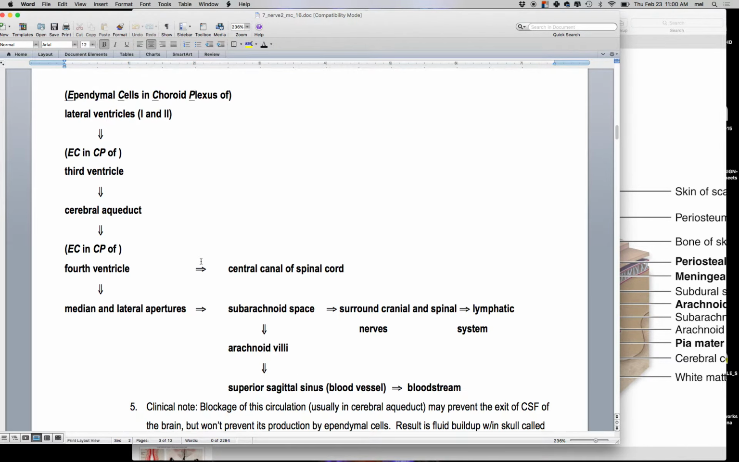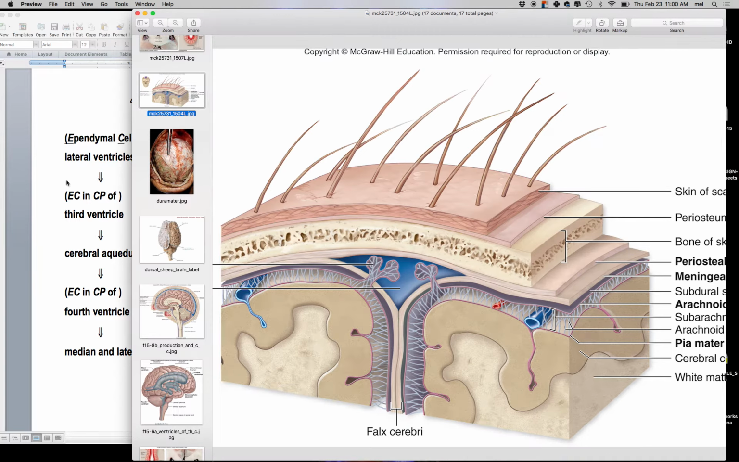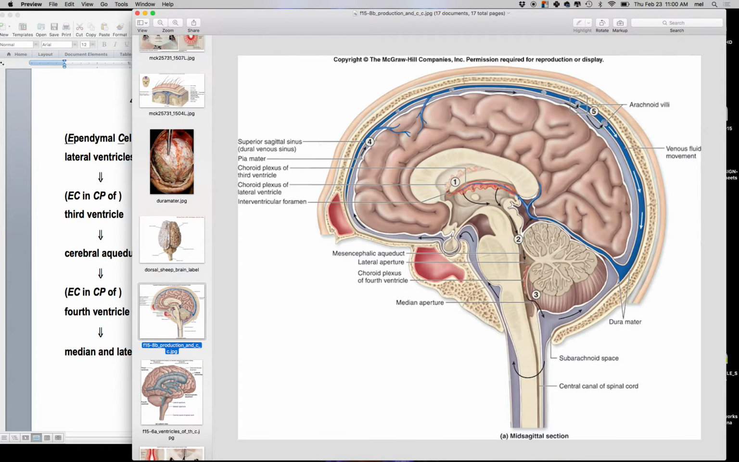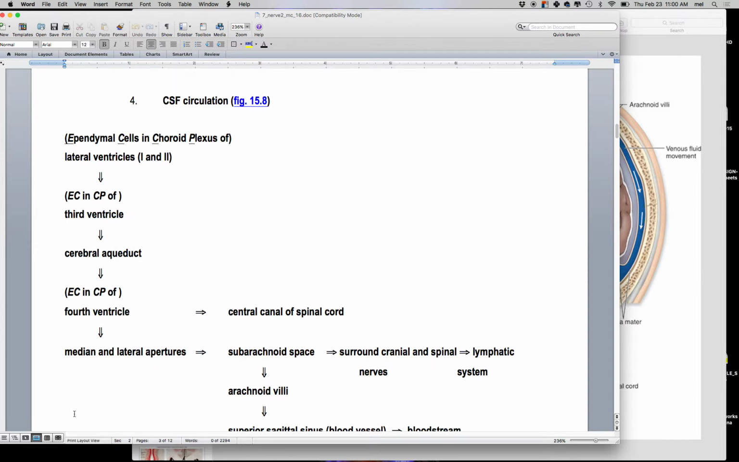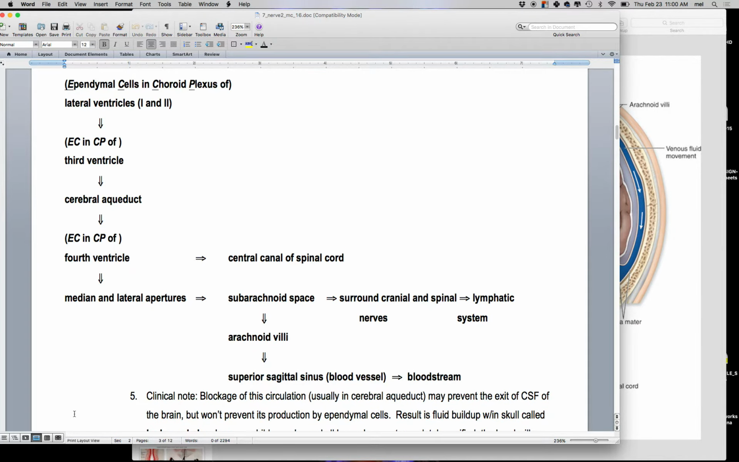So you can either do the circulation in the way that we just did it, or if you are a flowchart person, and I am a flowchart person, I'm not a very visual person, you can write it out like this, and then I'll add just a little bit more detail. So what cells make cerebrospinal fluid? Ependymal cells.